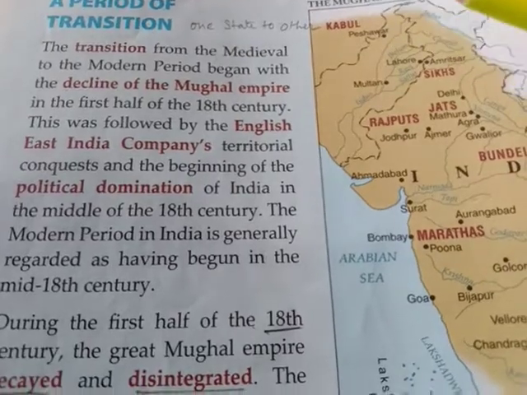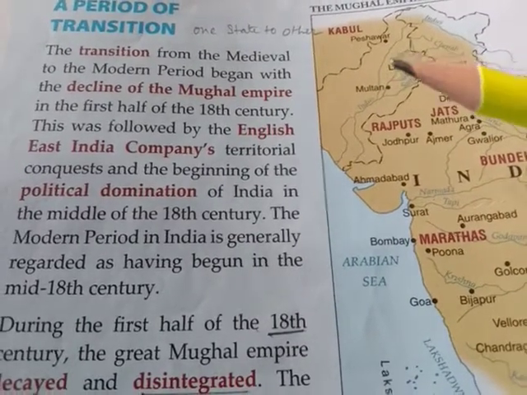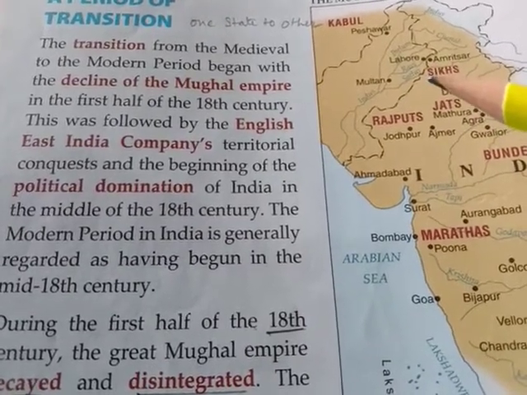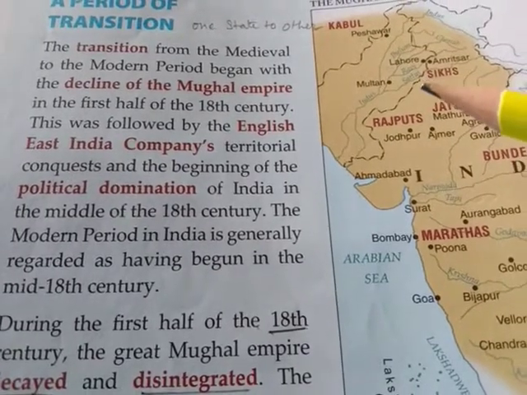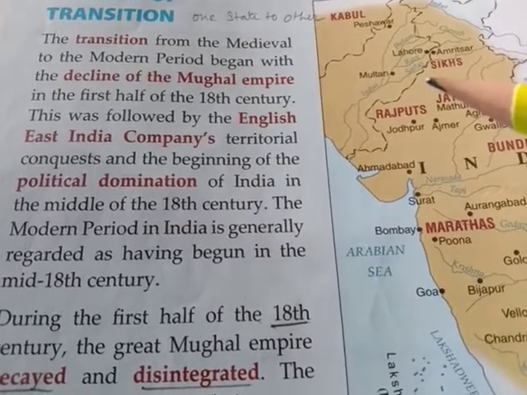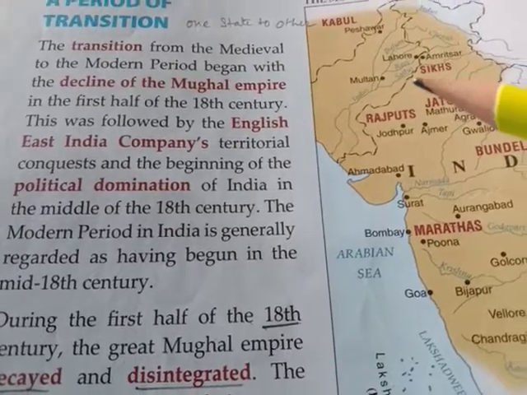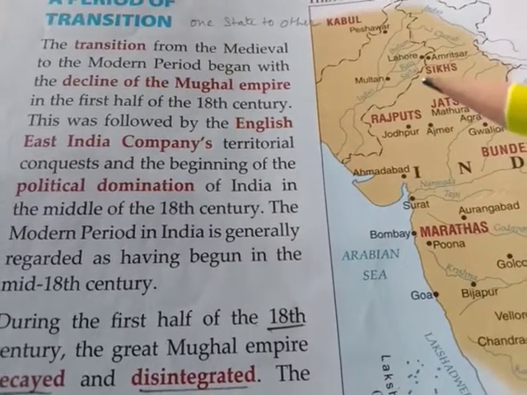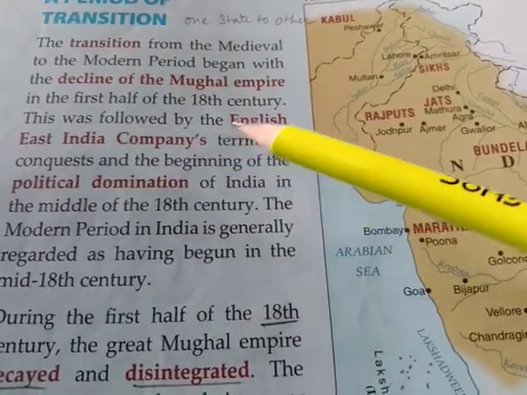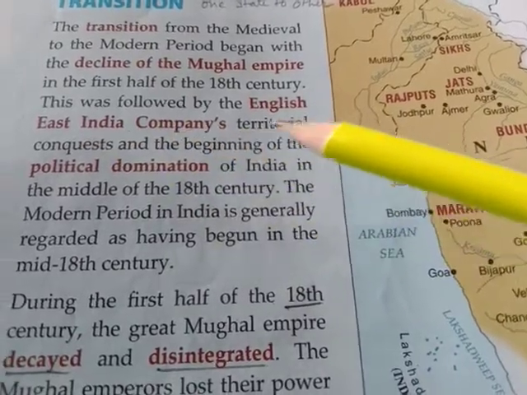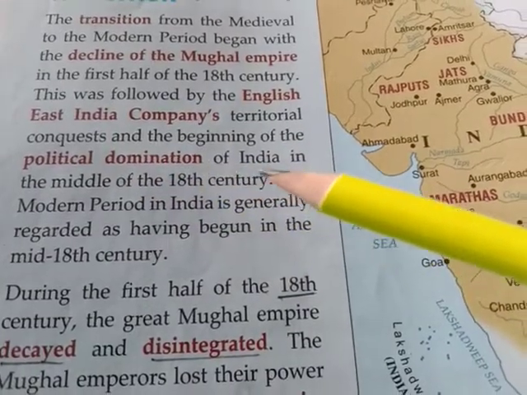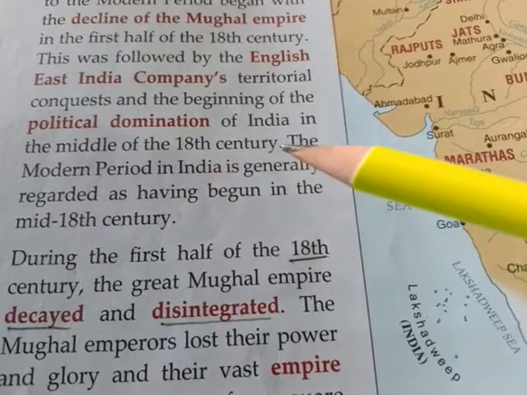After Aurangzeb, those who became the Mughal rulers, known as the later Mughals, were weak and incapable. Gradually they lived a comfortable life and did not concentrate on their treasuries. So the British conquered areas and the Mughals gradually declined. This was followed by the English East India Company's territorial conquest and the beginning of the political domination of India in the middle of the 18th century.